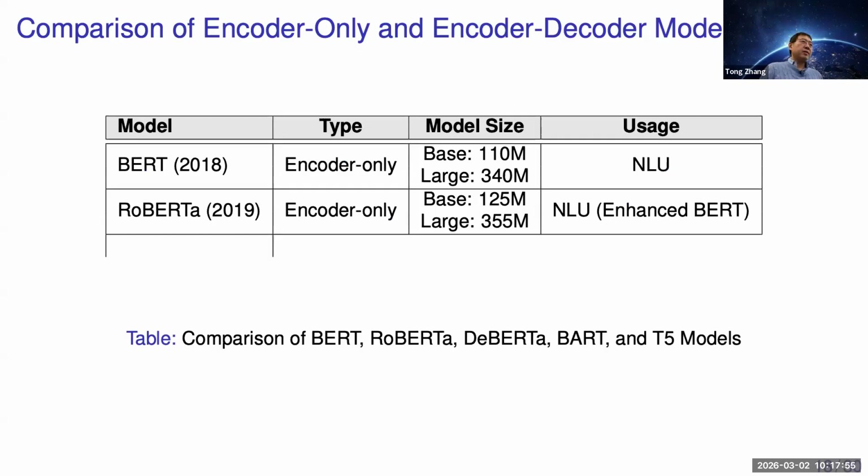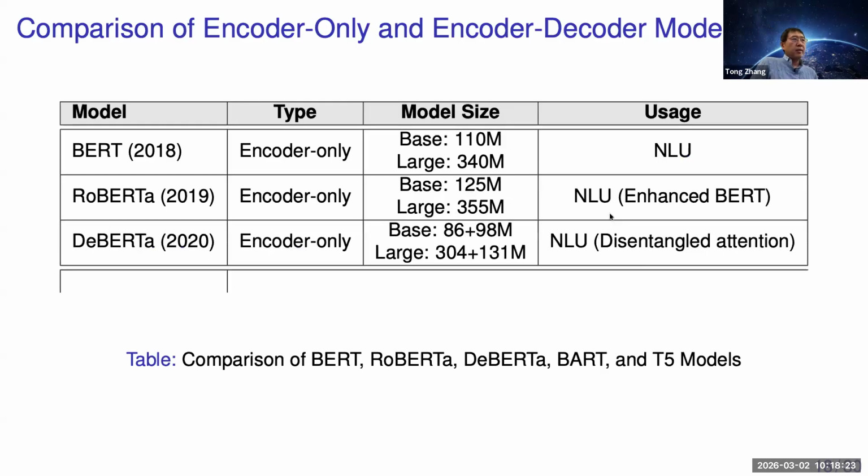RoBERTa is also an encoder model. This one is just a little bit larger. Conceptually it's not too much different, but this one is used a lot. The claim is that BERT was undertrained, and RoBERTa just makes it better trained. So basically, these are the models. There's DeBERTa and so on, so there were a few BERT variants around that time.